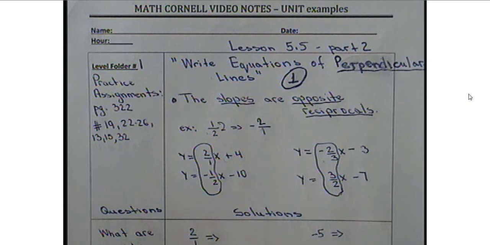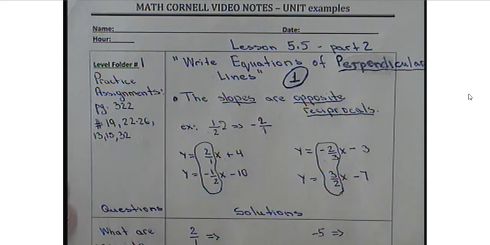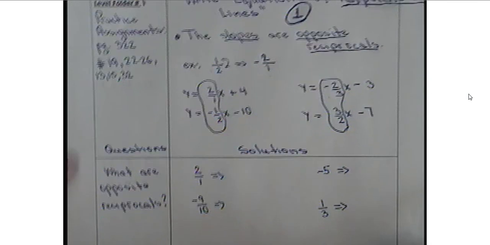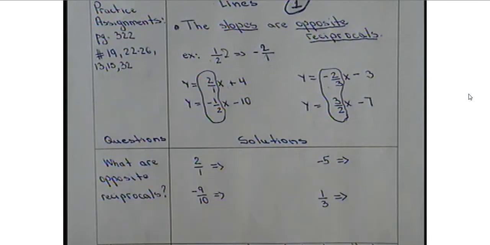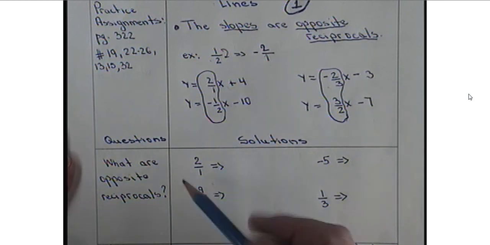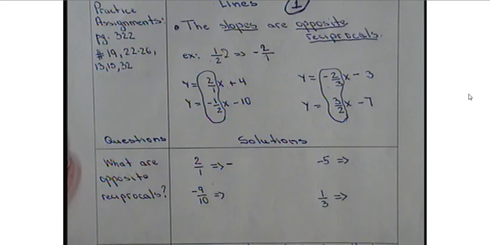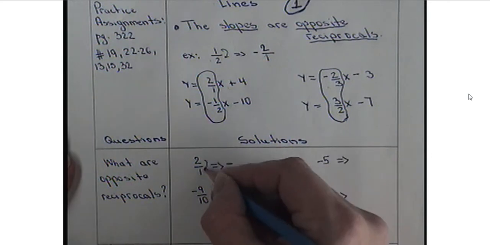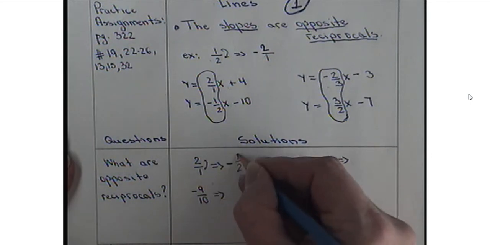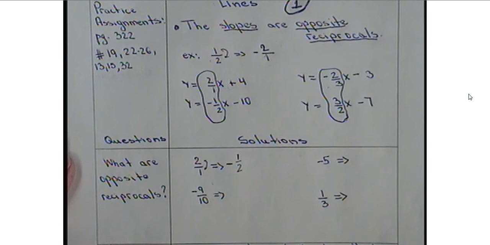We will have practice examples with one equation given in slope-intercept form, and we're going to have to write down the second equation of the perpendicular line. So let's start with a couple of examples converting those to opposite reciprocals. If I have 2/1, first thing, this is positive, so the opposite will be negative. Then we flip the numbers, so 1/2. -1/2 will be the opposite reciprocal.